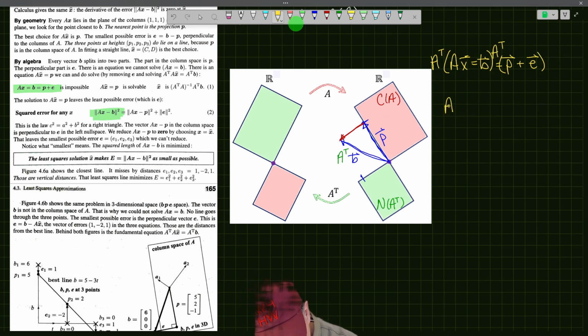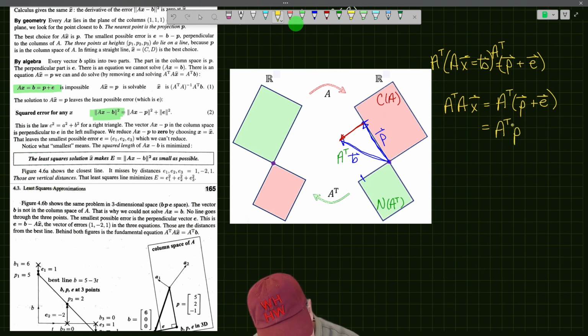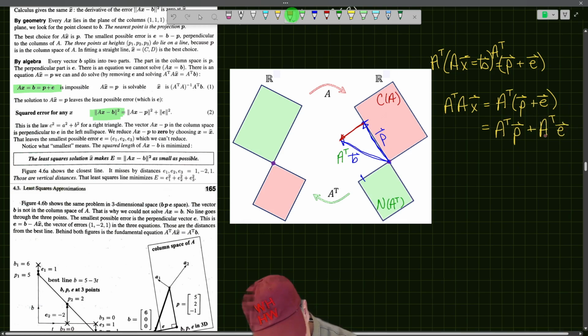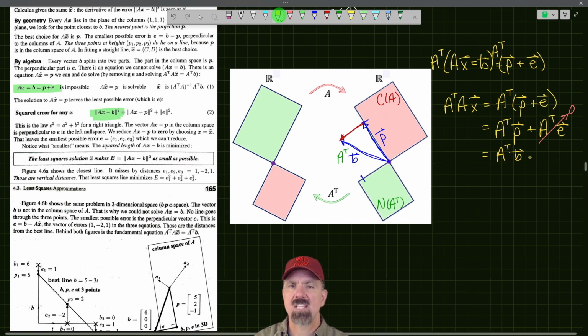we're going to end up with A transpose A X equal to A transpose times the P vector plus the error vector. That's going to be A transpose P plus A transpose E. And the whole reason this works is because this is 0. So it turns out that A transpose P and A transpose B are equal to one another. They're the same thing.